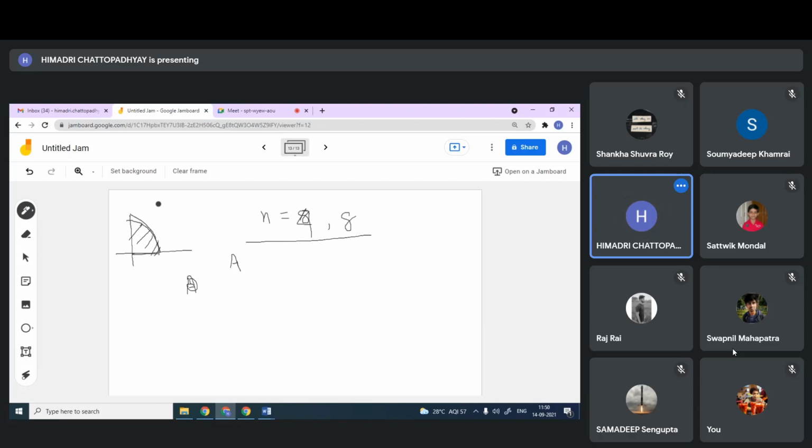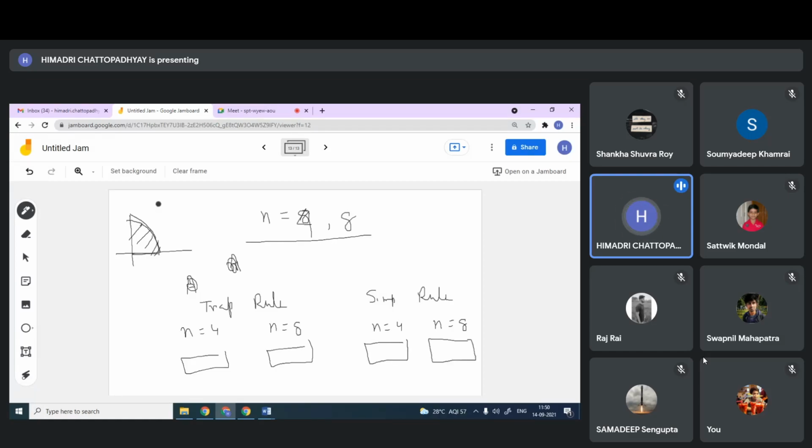In a table, write the area from the trapezoidal rule with n equal to 4 and n equal to 8, and Simpson's rule with n equal to 4 and n equal to 8. So you write these areas here: area 1, area 2, area 3, area 4, and the actual value, pi d square by 4.